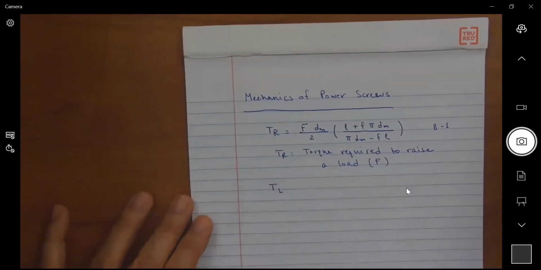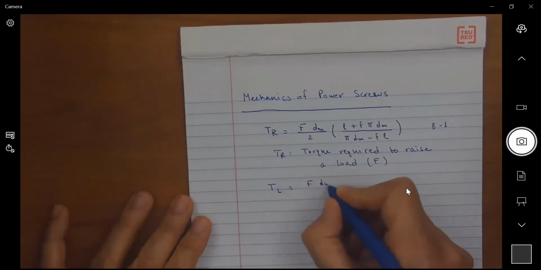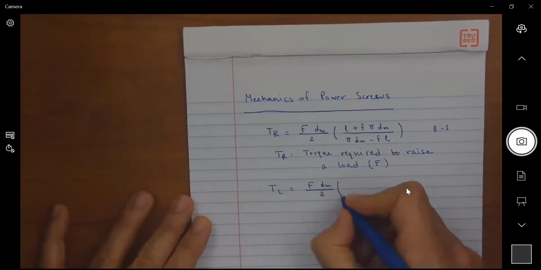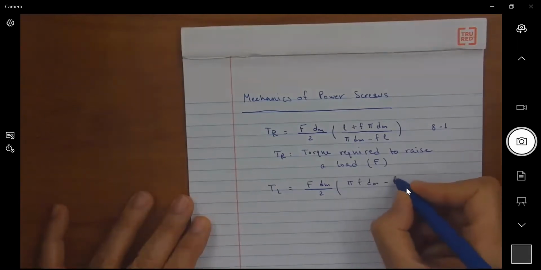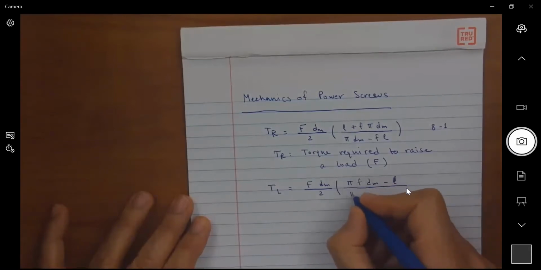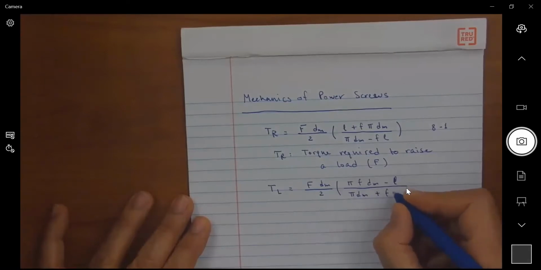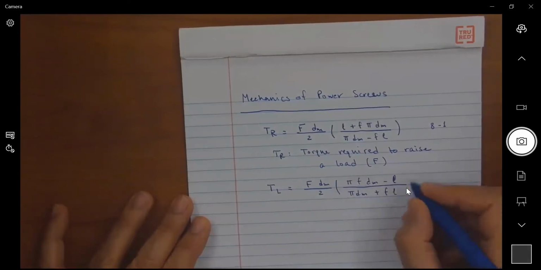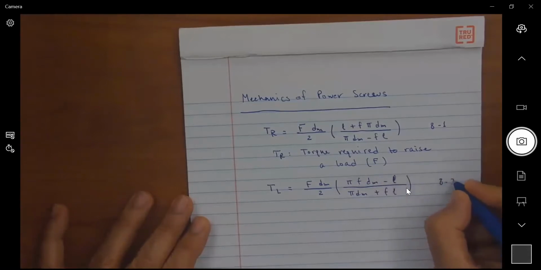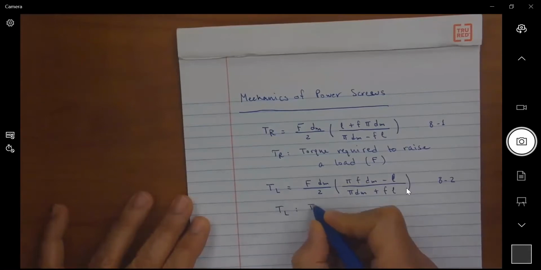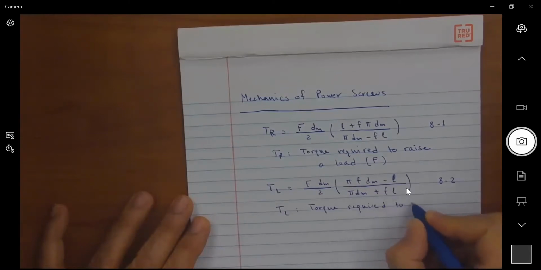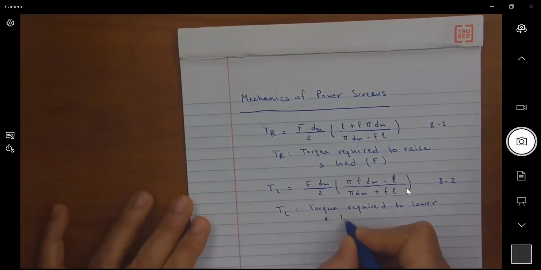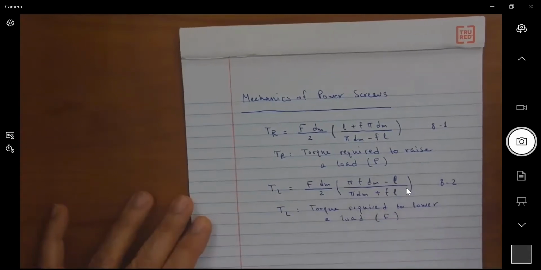Another expression, for the torque required to lower the load, TL, we had F dm divided by 2 multiplied by pi friction coefficient mean diameter minus the lead, L, divided by pi dm plus the friction coefficient times the lead, L. And this is equation 8.2 in your textbook, where TL is the torque required to lower a load that is exerting a force F.